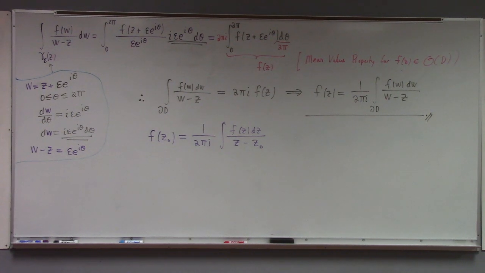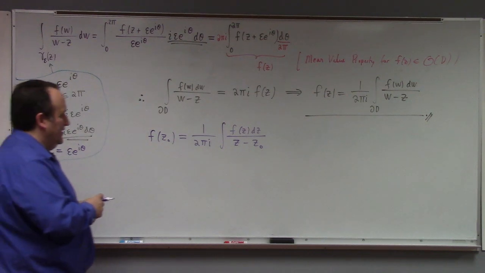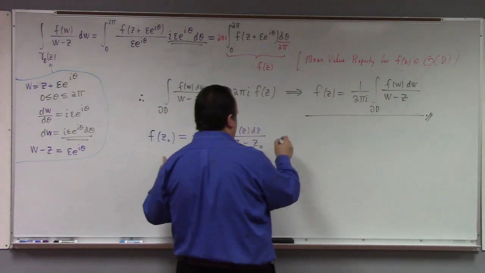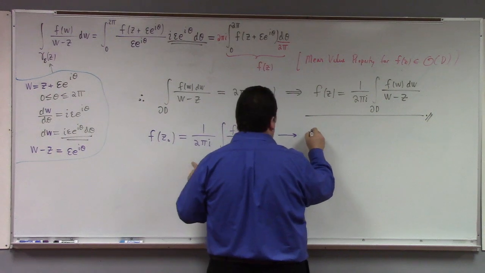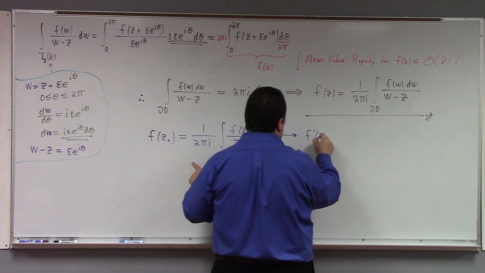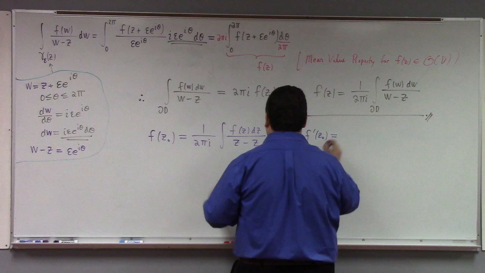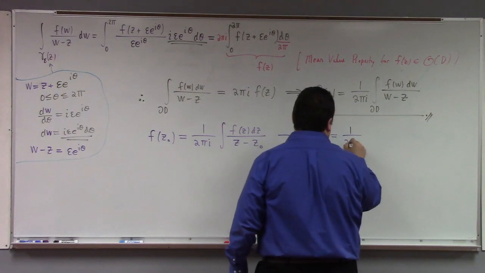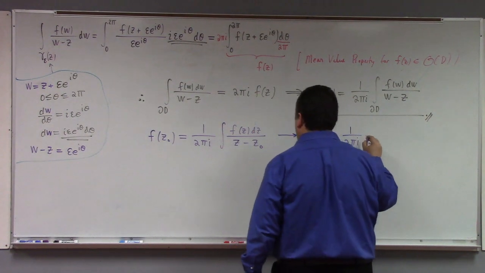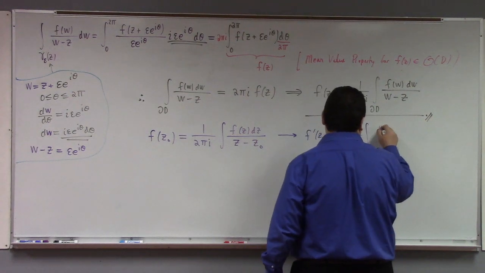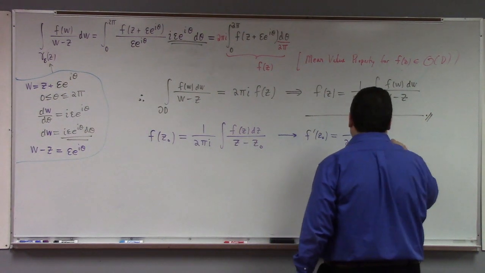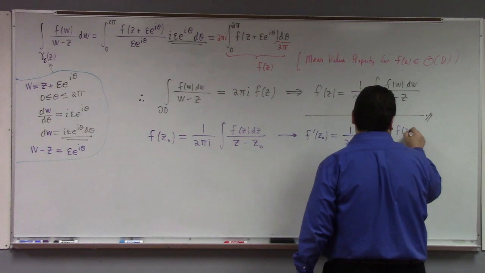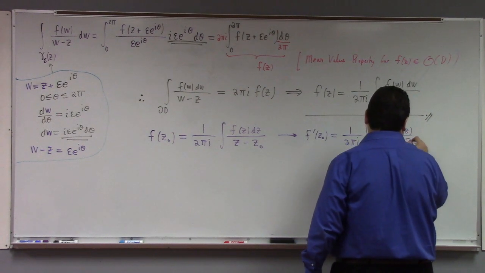But before I do that, I want to show you how we can derive Cauchy's generalized integral formula. Check this out. So if this is true, what do you think f prime of z naught should be? Shouldn't it be 1 over 2 pi i, the integral of d dz of f of z over z minus z naught?